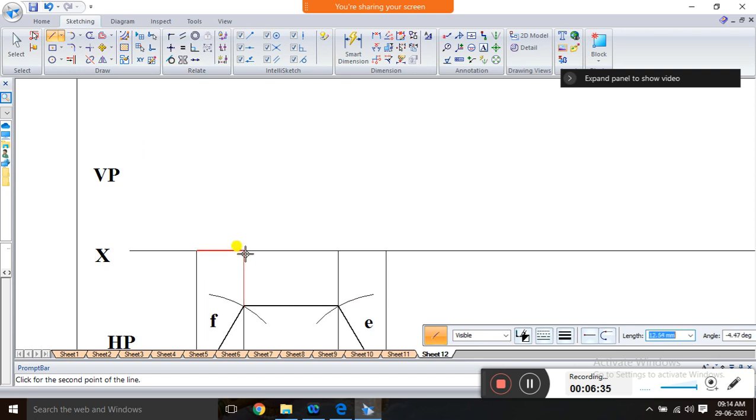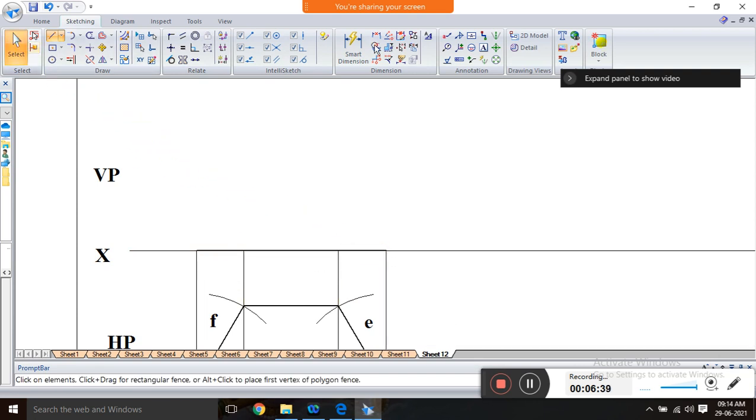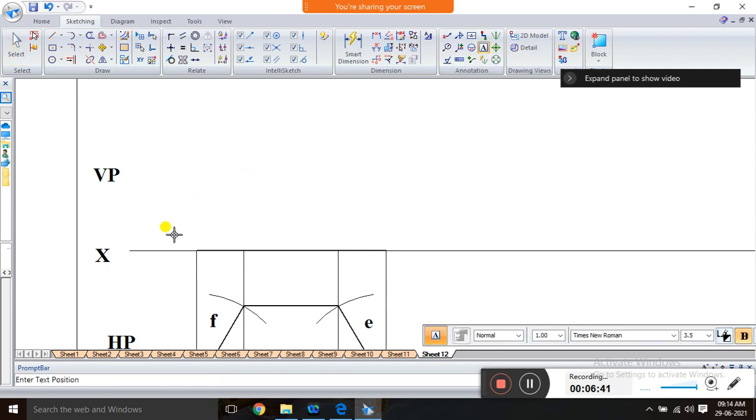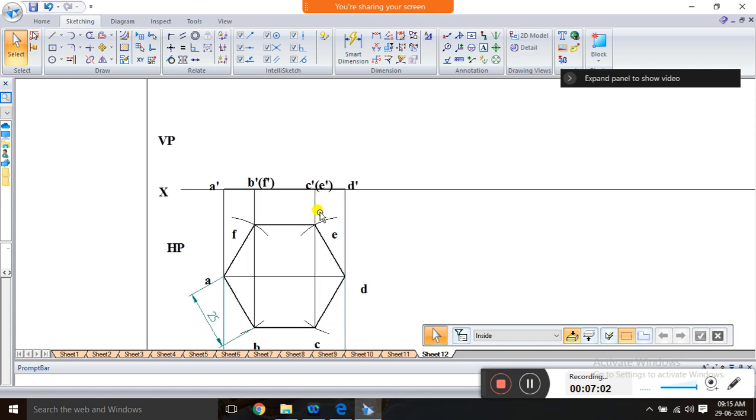First join all these intersection lines, then go for the naming. This one is A dash and this one is B dash visible, but in bracket you have to write F dash, and similarly C dash visible, in bracket you have to write E dash, and finally D dash is visible. So this is the first position.